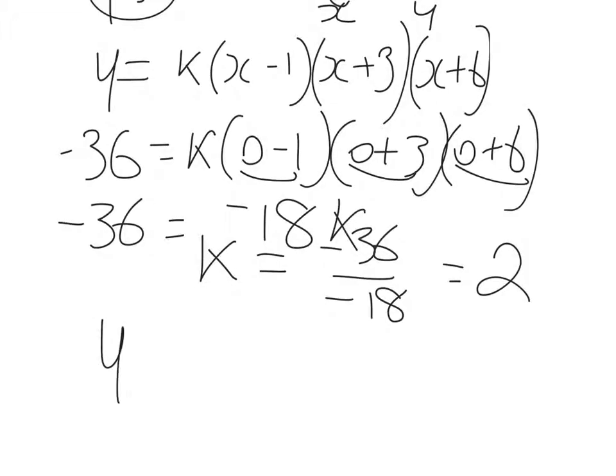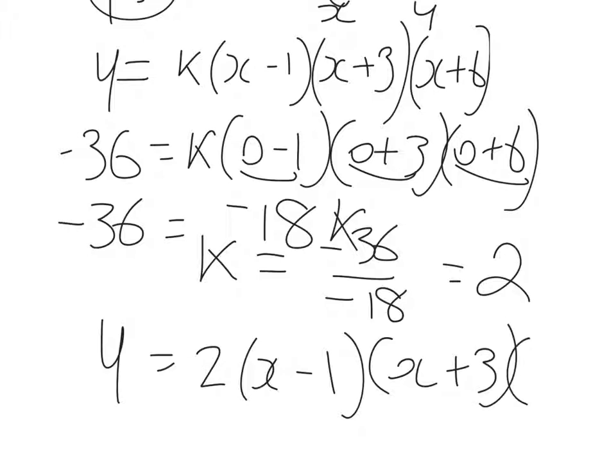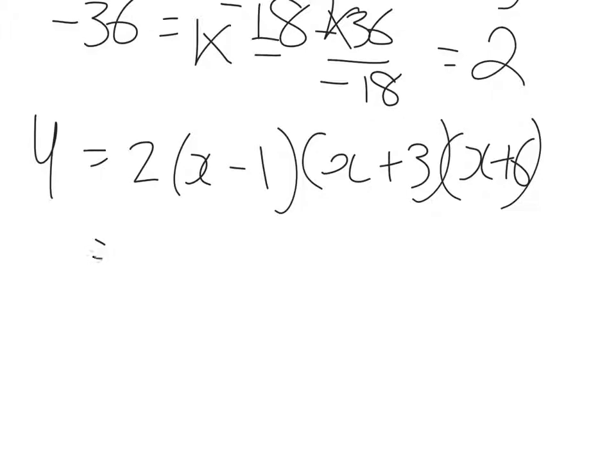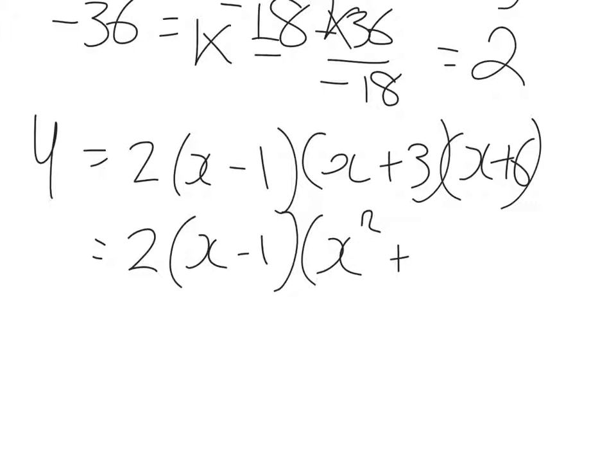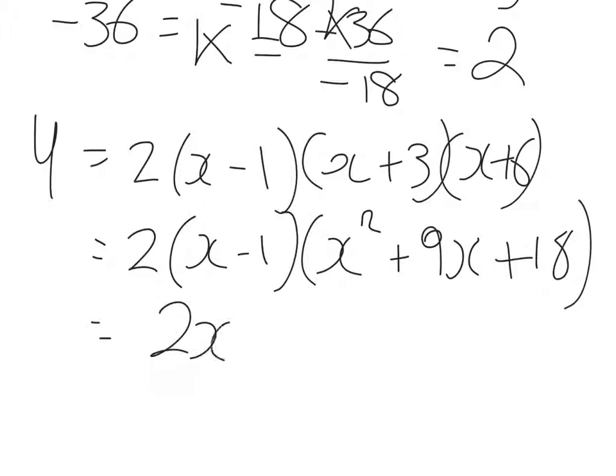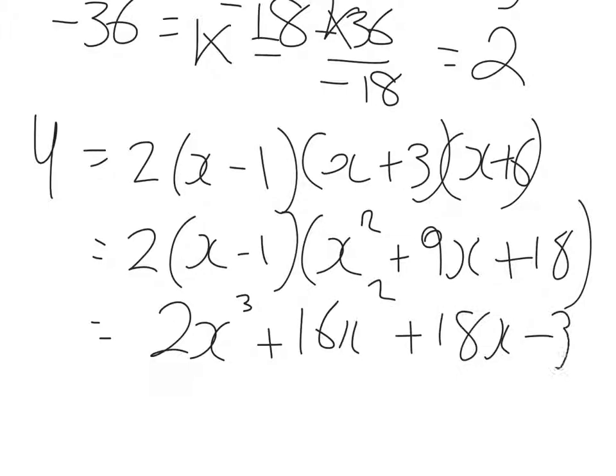So I can then sub that in, so y will be equal to 2 bracket x minus 1 bracket x plus 3 bracket x plus 6. That's 2 bracket x minus 1 bracket x squared plus 9x plus 18. And if I expand all that out, that'll give me 2x cubed plus 16x squared plus 18x minus 36.